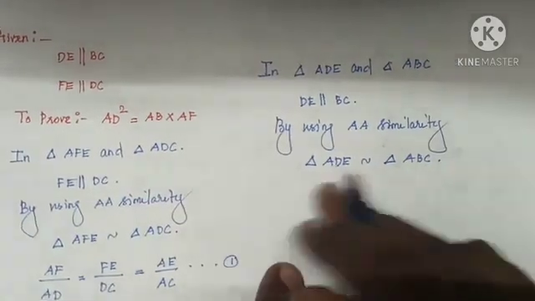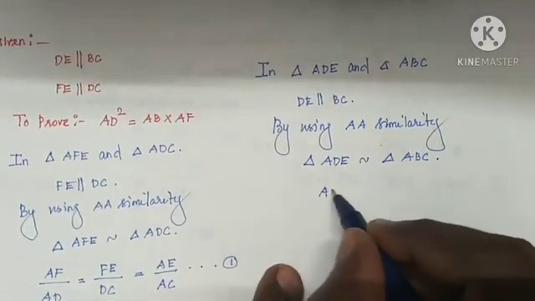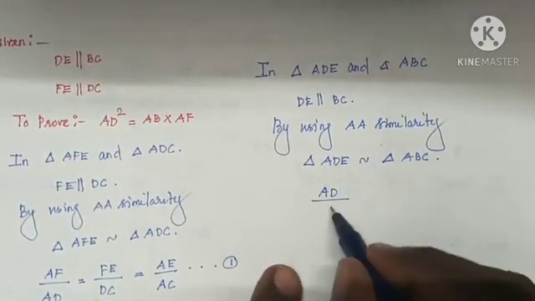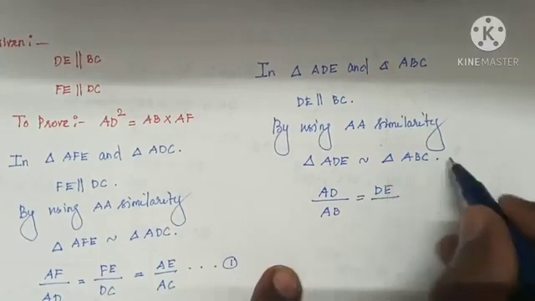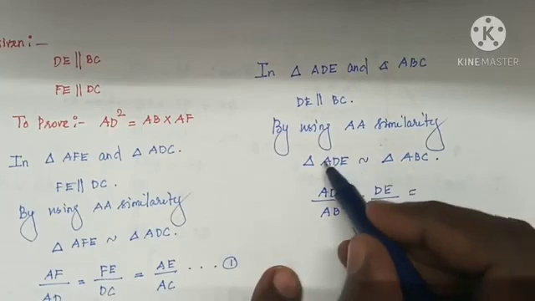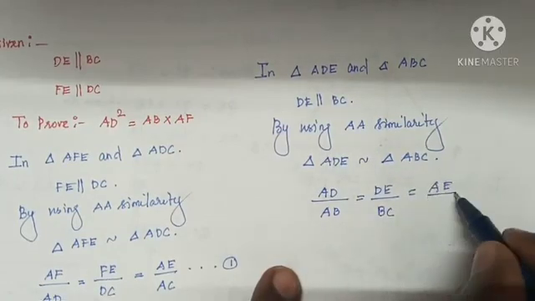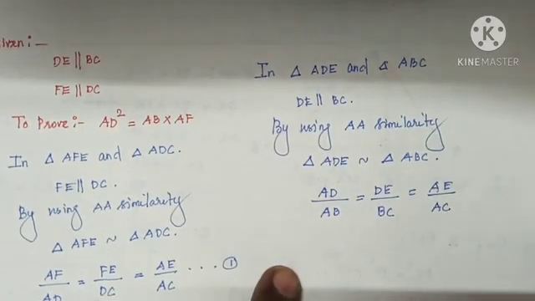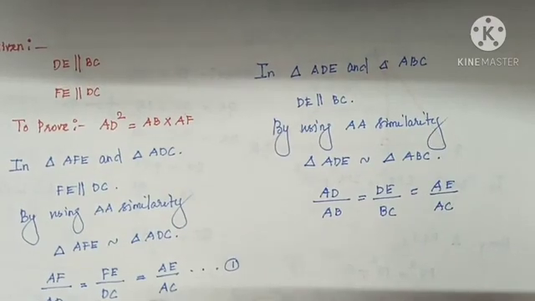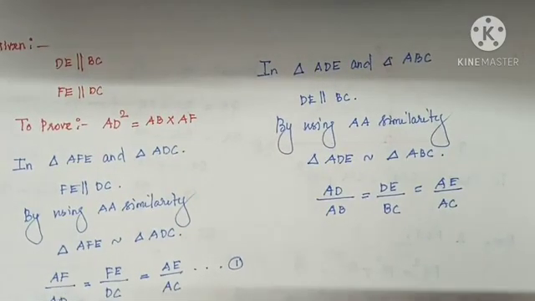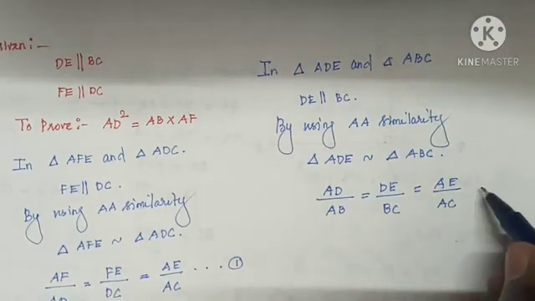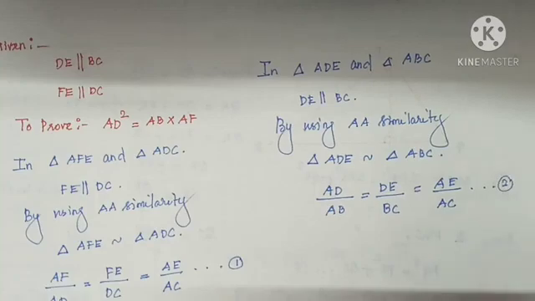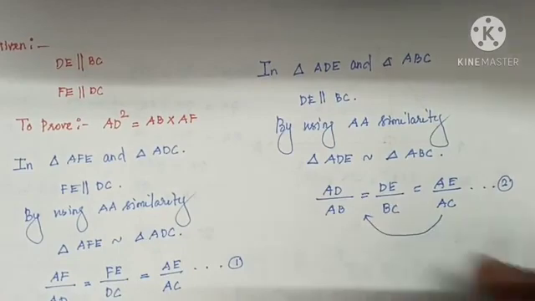If two triangles are similar, their corresponding sides are proportional. You know that. So AD by AB is equal to DE by BC, and one more result, AE by AC. So from here, AE by AC is equal to AD by AB. Consider this as 2.